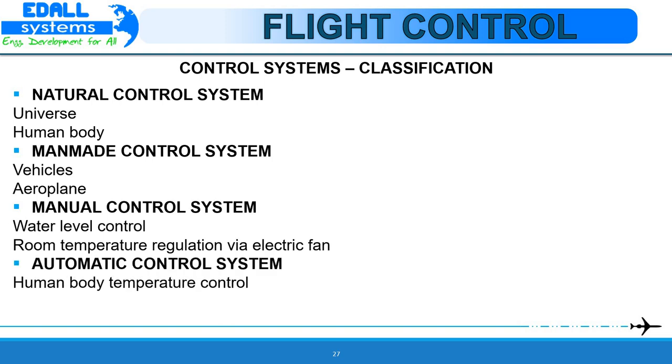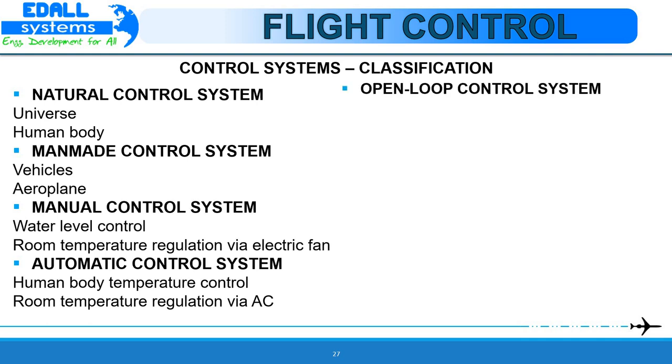Automatic control system, again we have human body temperature control and room temperature regulation via AC. In this case, the human, that is the operator, will be replaced by a level sensor and a microcontroller. The level sensor monitors the level of the tank continuously and feeds the level data into the controller. When the level reaches the maximum, the controller sends a signal to the valve and closes it. So this is an automatic control system.